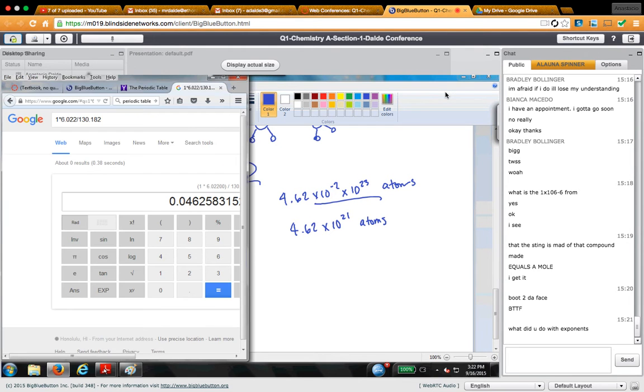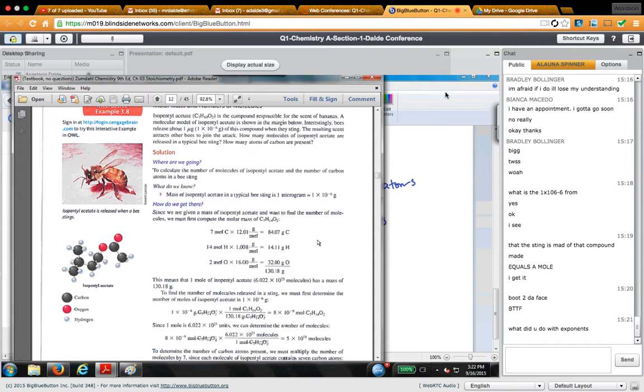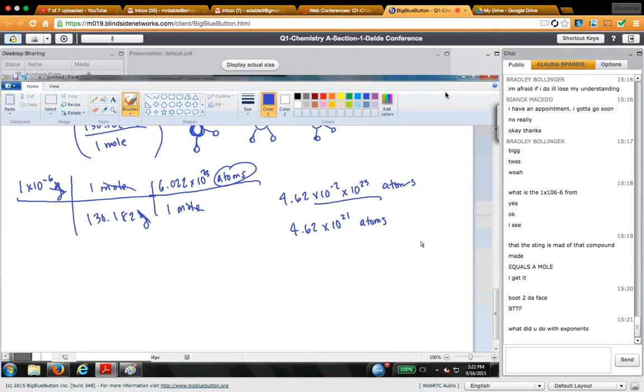All right. There's one last part to this example problem, and this is where it becomes really interesting. They ask a second part. How many molecules of isopentenyl acetate are released in a typical bee sting? Done. How many atoms of carbon are present in that bee sting? So how much carbon is in there? All right, here's what you do.